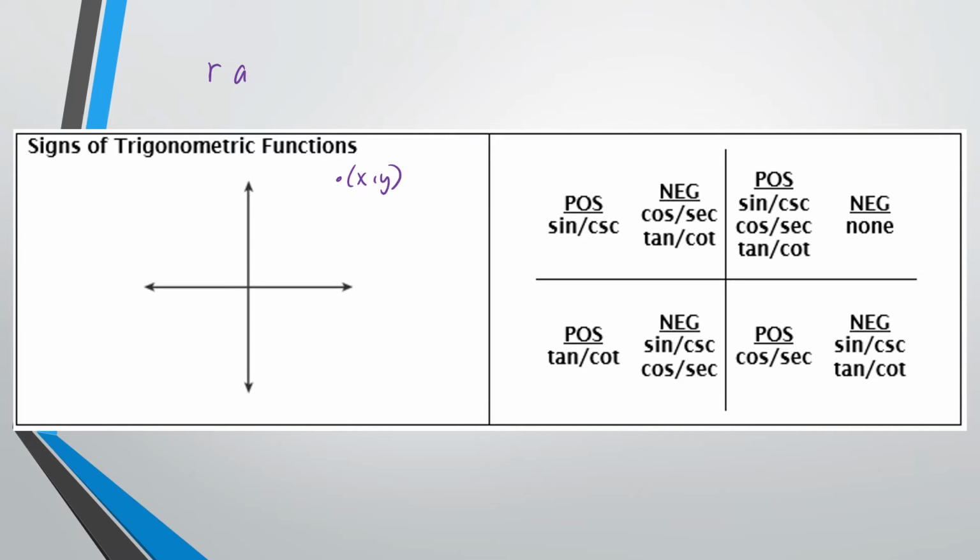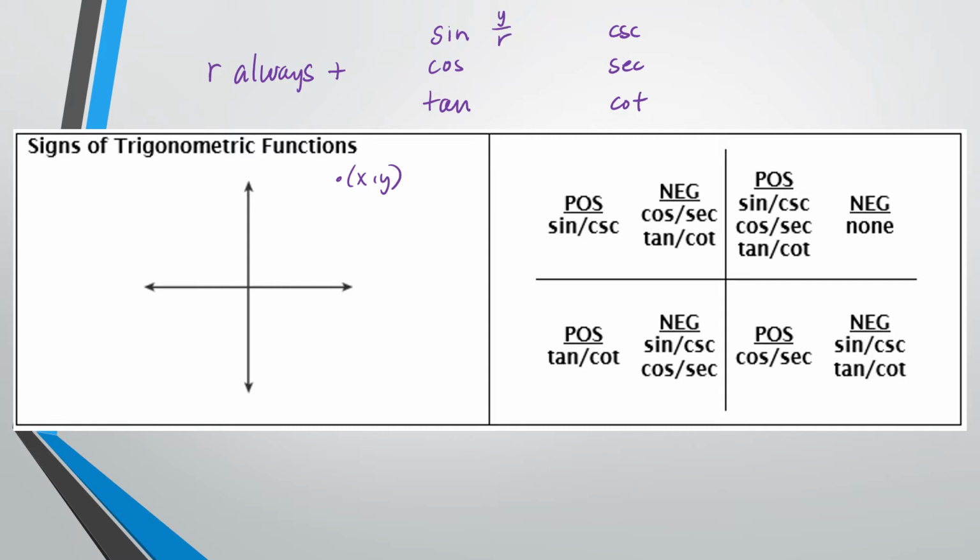So I'm going to write that up here. R is always positive, because it's talking about the radius, or the length of that side of the triangle. So r is always positive, and in quadrant 1, x and y are positive. And then I also want to do this. I want to write sine, cosine, tangent, and then cosecant, secant, and cotangent.